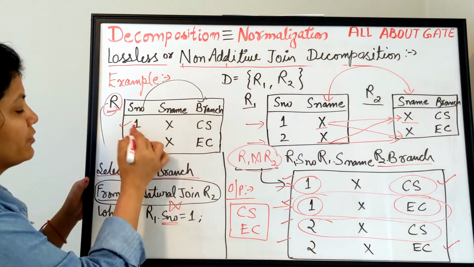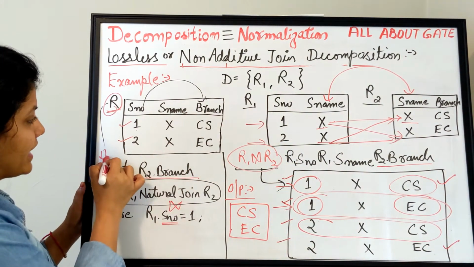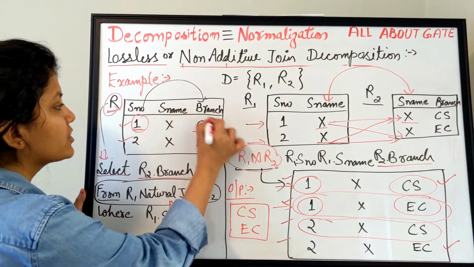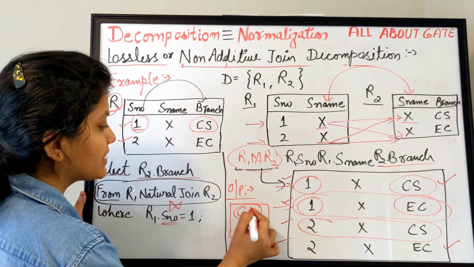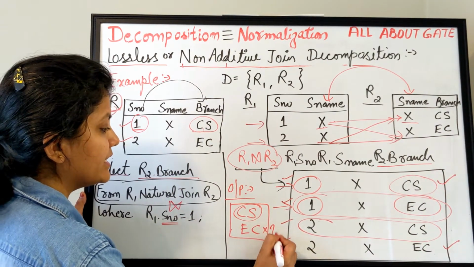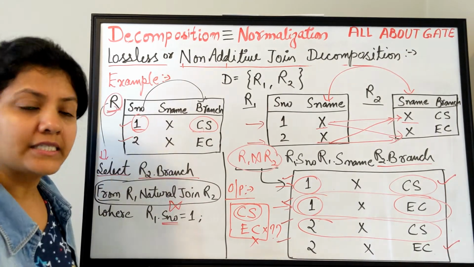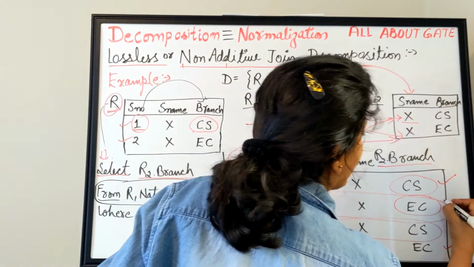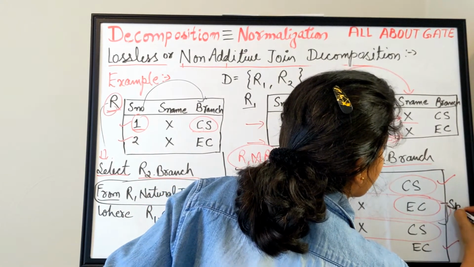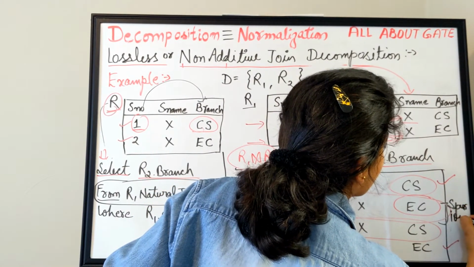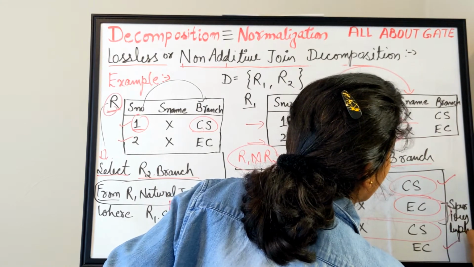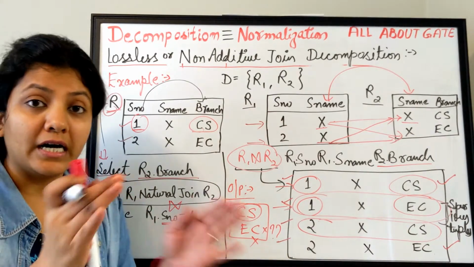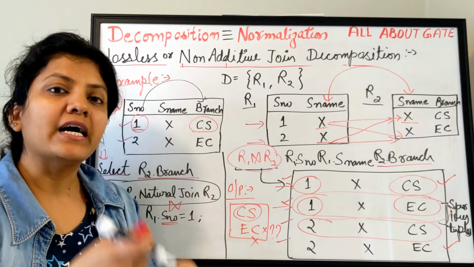The right answer for this particular query was that student roll number 1 has the branch computer science. The answer should have been computer science. But why are you getting this EC? Isn't it wrong? Yes, it is wrong, and exactly this is what I wanted to say, that these are known as spurious tuples. That means the invalid tuples, which are unwanted, which are adding unnecessary information.